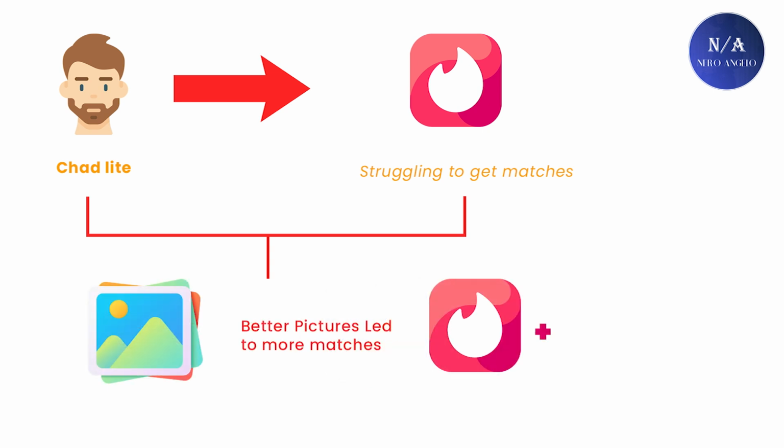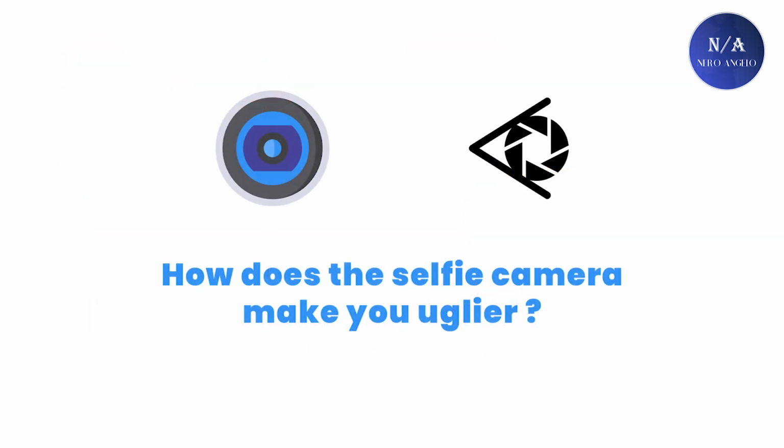So how come an attractive man suffers in online dating? Well, this is today's topic: lens distortions and how your selfie camera makes you look worse than you do in real life. I also get lots of questions from people asking me why in the mirror they look a certain way, but with the phone camera they look terrible.